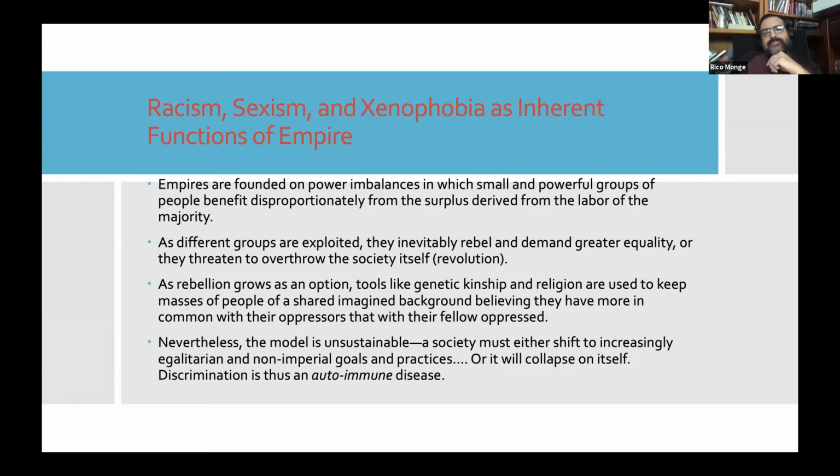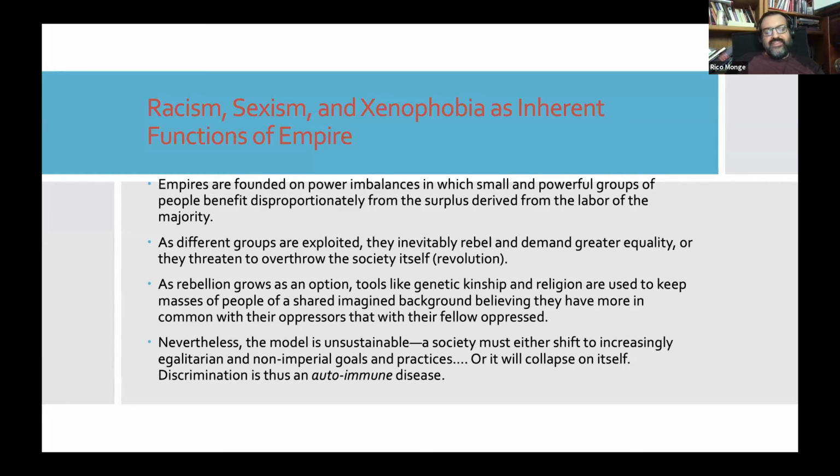But anyhow, the ways in which exploitation is perpetuated, things like genetic kinship and religion are used to keep masses of people of a shared imagined background, believing they have more in common with their oppressors than with their fellow oppressed people. And you can see this sort of thing going on all over the political landscape, especially in Europe and North America right now.